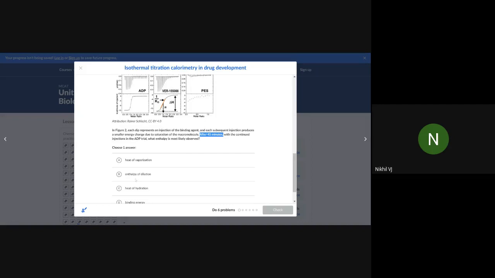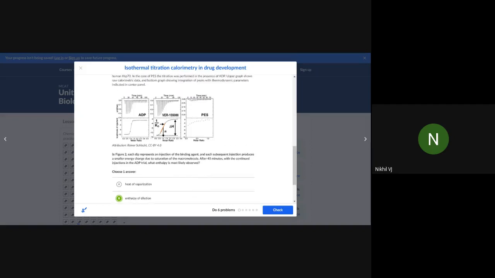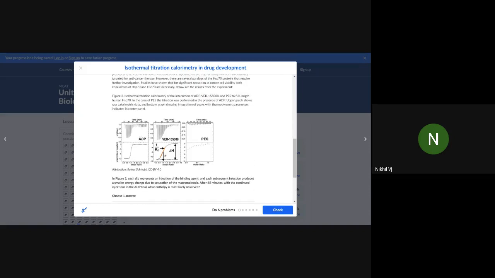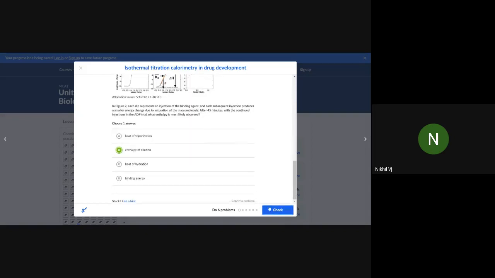So we know it's enthalpy of dilution, but what is enthalpy of dilution? Enthalpy of dilution is just the change in heat energy that comes with dissolving some solute, in this case ADP, into a solution at a distinct and constant pressure. And as we're continuing to add the substrate ADP and the solution gets more and more diluted, that's when we see this flattening at around 45 minutes, which represents the heat energy change that we get from diluting the solution further and further and adding this ADP. So in this case, the answer would be D.